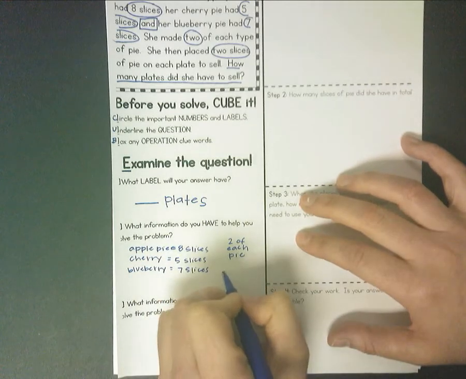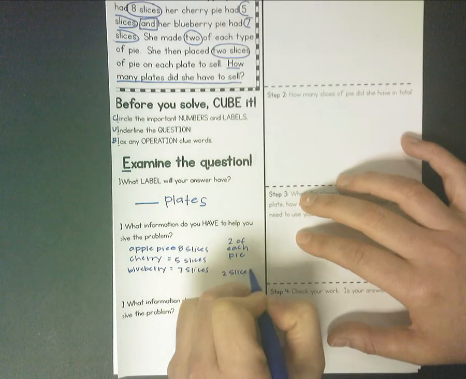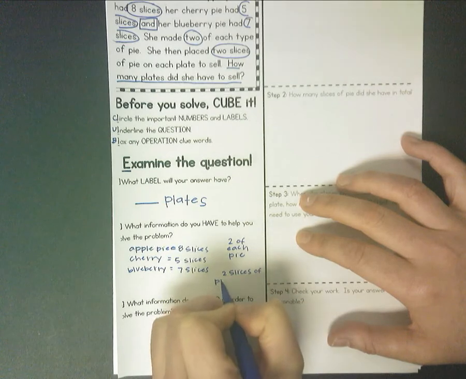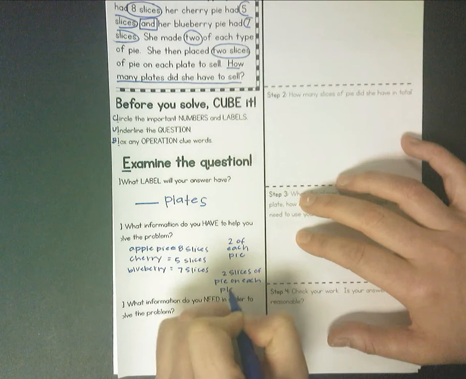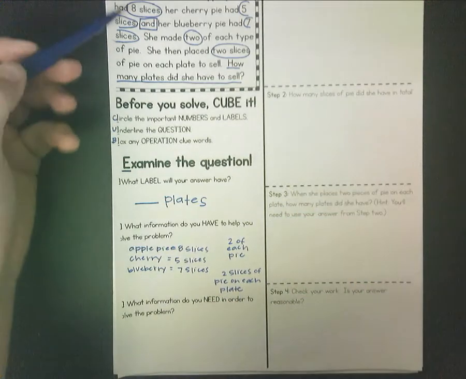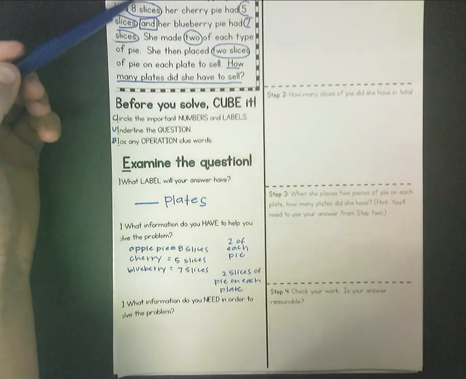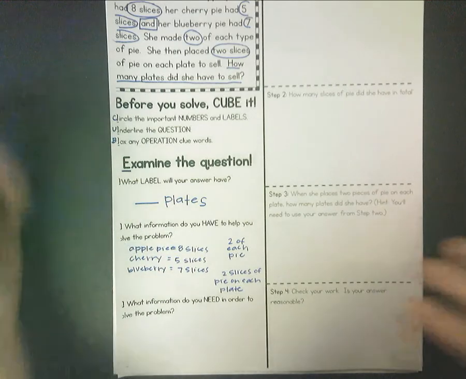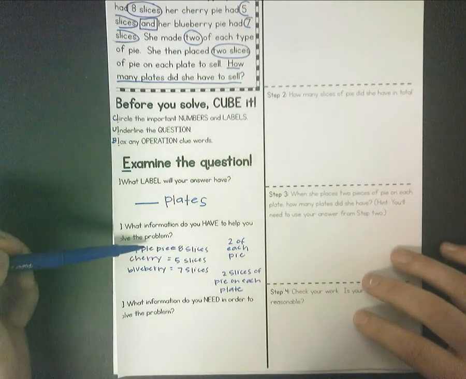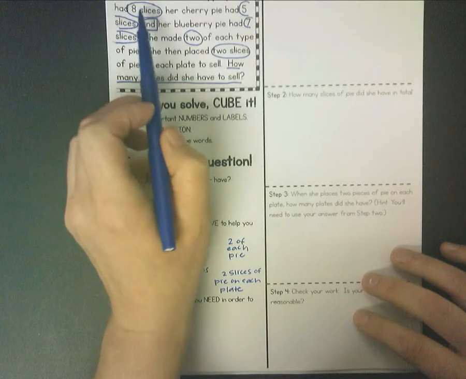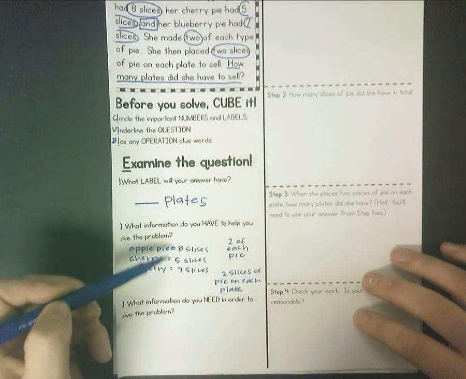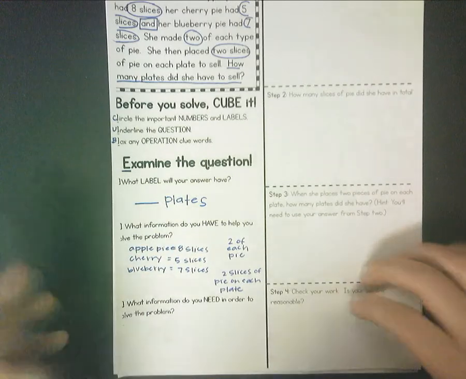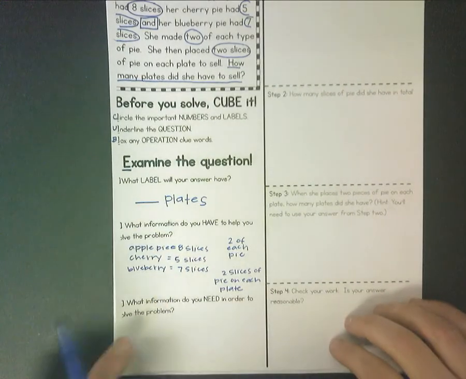And we know 2 slices of pie on each plate. So you see how I used each of my numbers from before and I explained what that meant. So 8 slices means there's 8 slices in an apple pie. So I circled 1, 2, 3, 4, 5 things, and that means I know 5 pieces of information. Okay? So we know all of those things already.